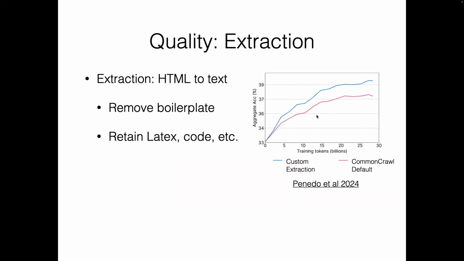Then recently there was a cool paper that looked at the effect of removing these custom extractions. At a non-trivial scale, like 30 billion tokens, across an aggregate benchmark, you could see this difference in performance of the model based on whether you do some kind of custom extraction versus just using the default. So each one of these decisions can end up impacting the quality of the model.